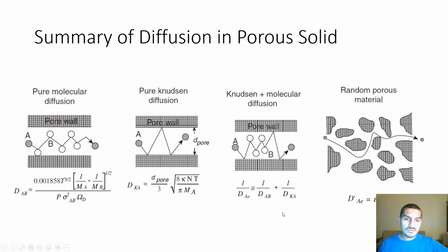And the case of Knudsen plus molecular diffusion, where we calculate the effective diffusion coefficient from the molecular diffusion and the Knudsen diffusion. And finally, the diffusion in random porous material, where there is tortuosity in the solid material, and in this case the actual diffusion coefficient equals epsilon squared multiplied by the effective diffusion coefficient that we calculated from here.